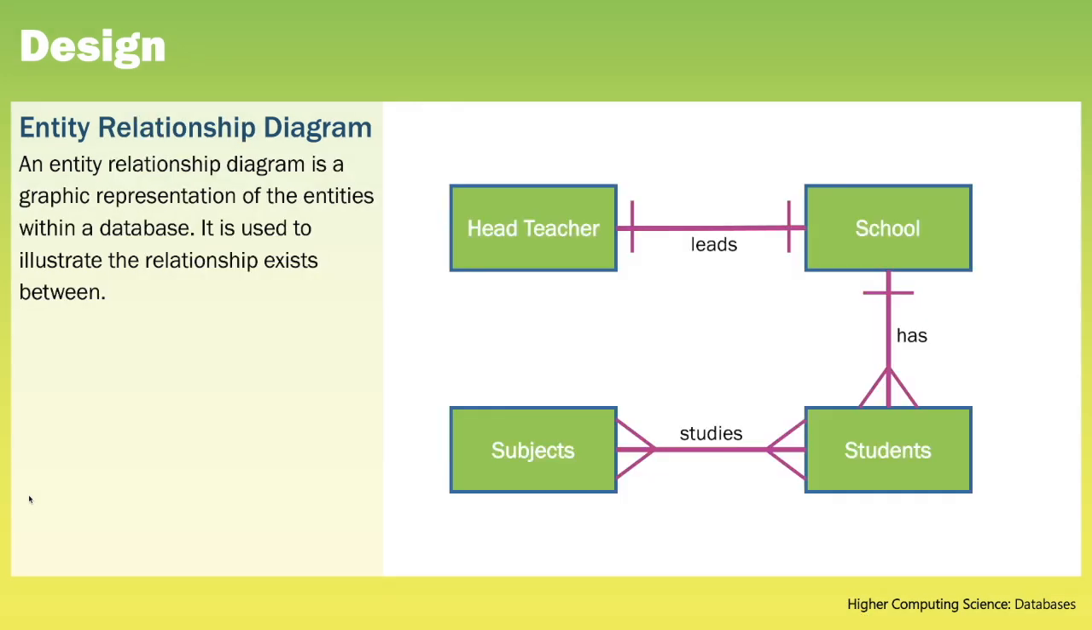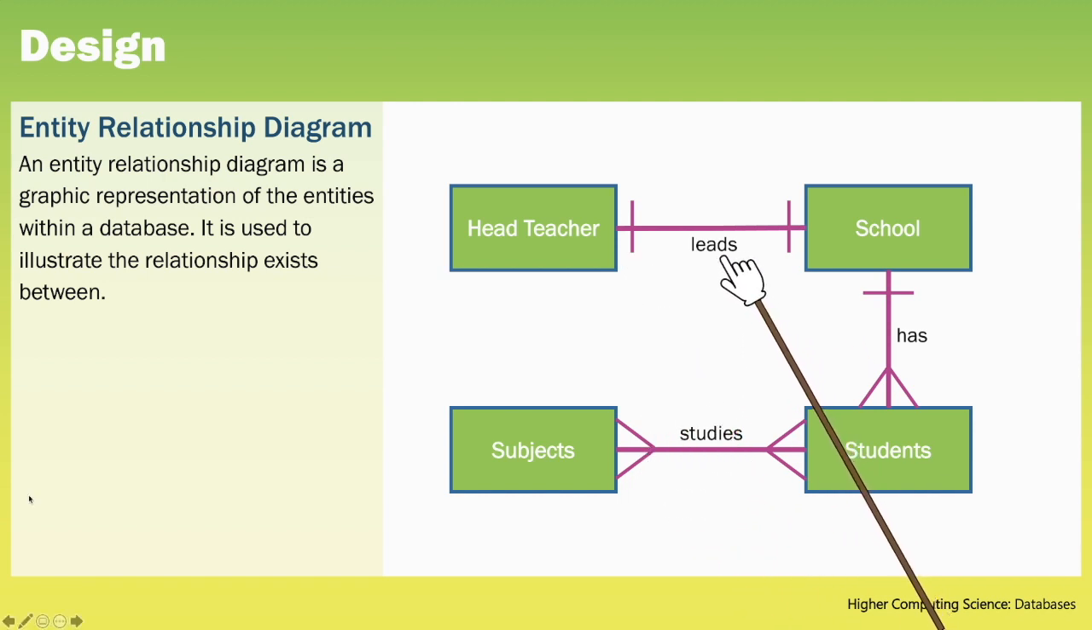You should be familiar from National 5 with entity relationship diagrams. An entity relationship diagram is a graphic representation of the entities within a database. It is used to illustrate the relationship that exists between entities. An entity relationship diagram should show the name of each entity within the database, the name of the relationship between two entities, the cardinality of the relationship between two entities, and if required, the name of each attribute within the entity. In our example here, the cardinality is represented with a line through the relationship to denote one, and then the crow's foot to denote many.